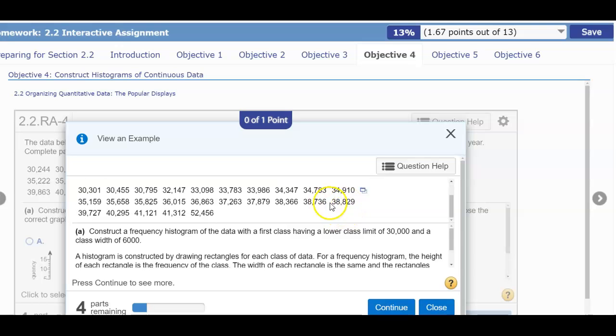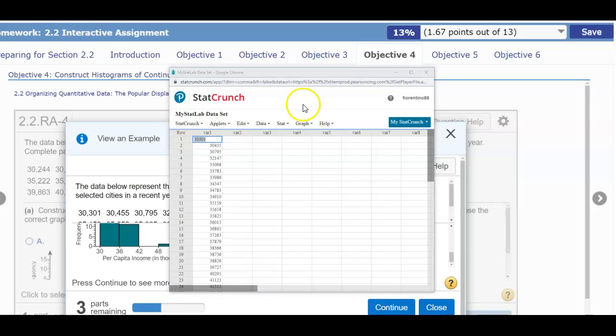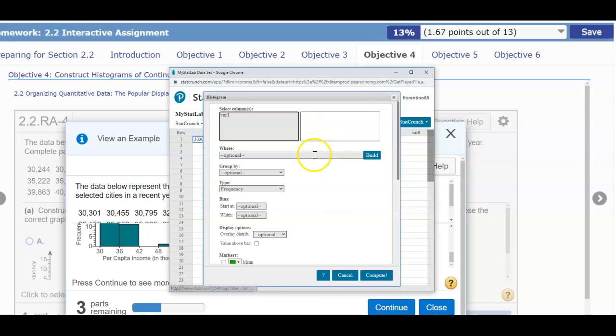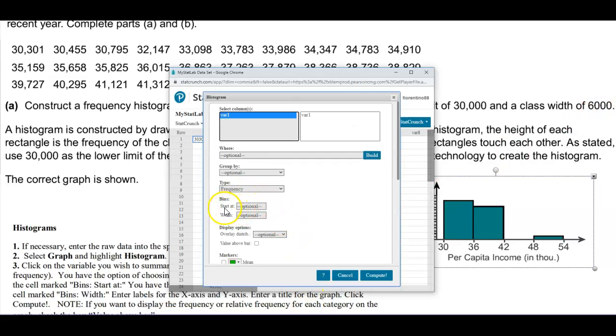Okay, so here's your data. We're going to open it up in StatCrunch. Now that we have our data pulled up, we're going to select Graph and go to Histogram. Then we select our column. The question is asking us to put in the lower class limit of 30,000 and the width of 6,000. So where it says bins start at, you put in 30,000, and the width is given as 6,000.